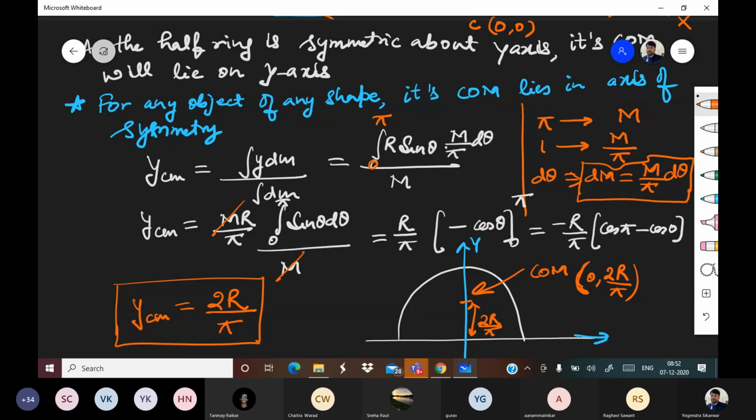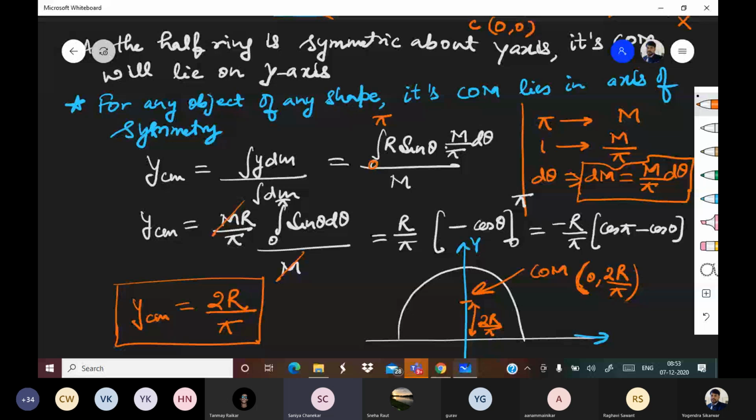Sir, how did you get that 2R? I didn't understand. Because integration of sine theta is minus cos theta. And after that, you need to put limits also. So cos of, if you place pi in place of theta, it will be cos pi. Then you are going to subtract the lower limit also, so it will be minus cos 0. So then you put values. Understood now? Yes, sir. Good.